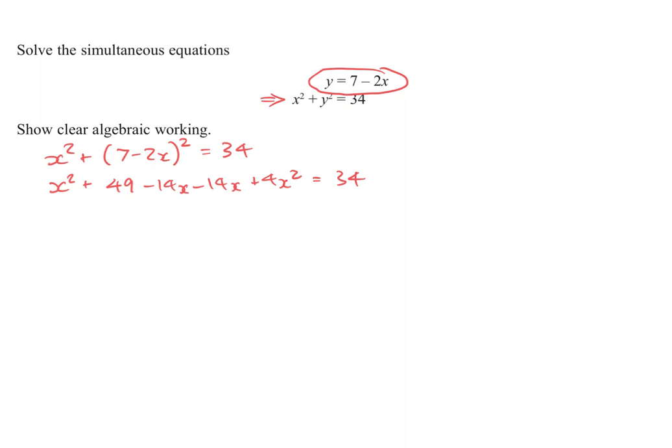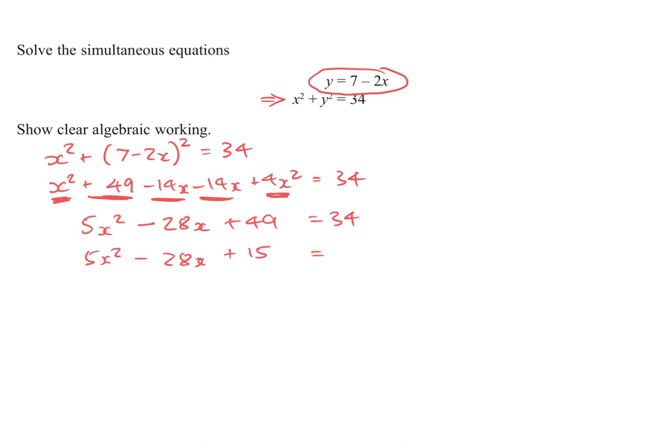So we have an x squared term here, and we have 4x squared here, so we have 5x squared. We have a minus 14x, that's minus 28x, and then we have a plus 49 will equal 34. We want to put this equal to 0. So we've got 5x squared minus 28x. Take 34 from both sides, we get plus 15 equals 0. So what I want to do now is to factorize this.